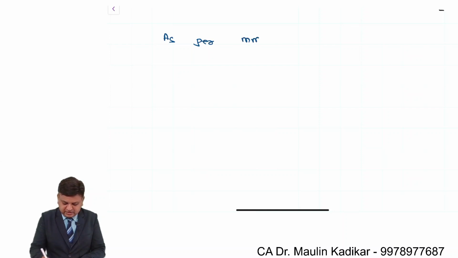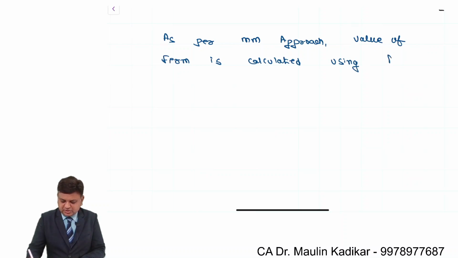As per the Modigliani-Miller approach, the value of the firm is calculated using the following formula.